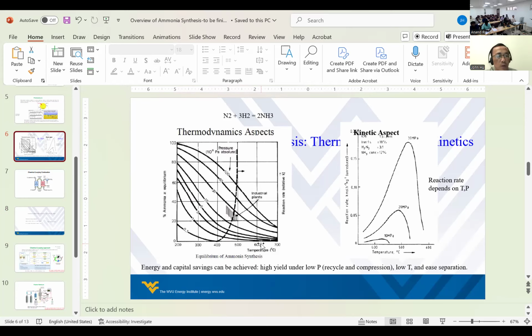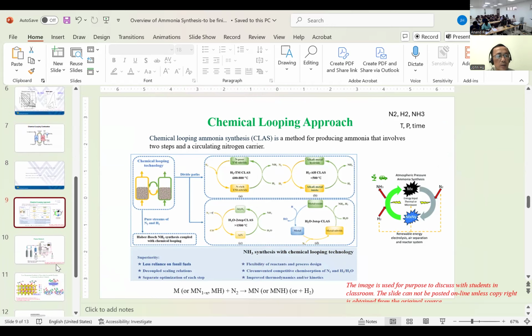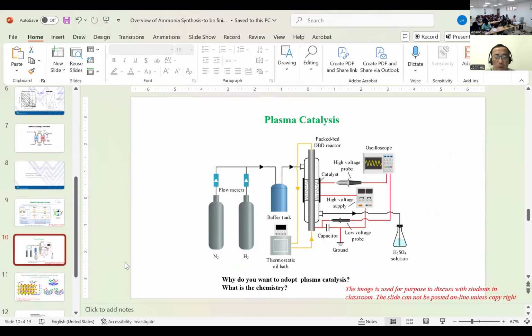When you do the chemical looping, you are not subject to all of this, because this thermodynamics means in a sealed vessel, hydrogen and nitrogen put together is subject to this. If I separate the hydrogen and nitrogen, all this curve doesn't apply anymore. So this is a very good innovation on ammonia. There are so many papers published in Science and Nature on this. Okay. All right. So let's go to the next process.